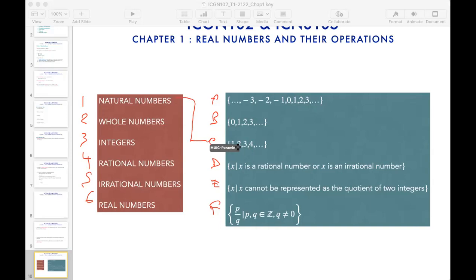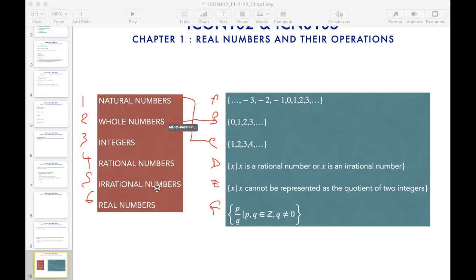Next, question 2. B, right? Whole number is similar to natural numbers, but one thing that is different is 0, right? A, is that correct? Yes, that's correct.